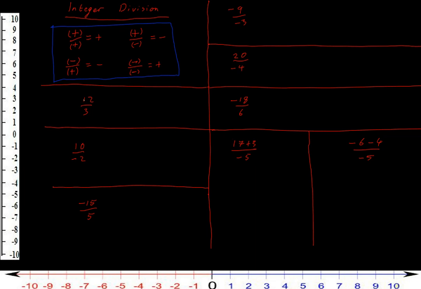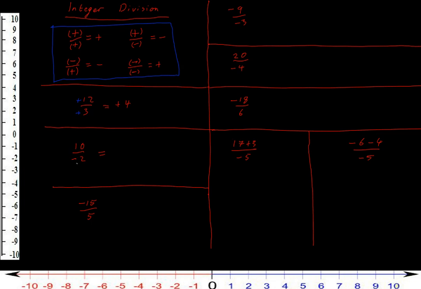So I have 12 divided by 3. So what have I really got here? If I'm writing things out very specifically, I have positive 12 divided by positive 3. So my signs are going to be plus divided by plus will give me a plus, and 12 divided by 3. How many 3's are there in 12? There are 4 of them.